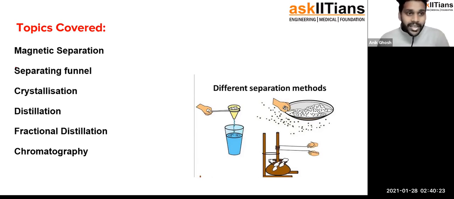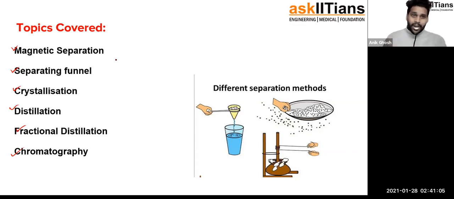Today, the first thing is magnetic separation. After that, we are going to discuss separation using separating funnels, which is another different type of tool. Then crystallization, a very different type of method, distillation, fractional distillation, and chromatography. All of these methods are very useful, and students doing their PhDs in scientific institutes use all of these techniques to separate out their yields, whatever they get. We will go through all of them in today's class.